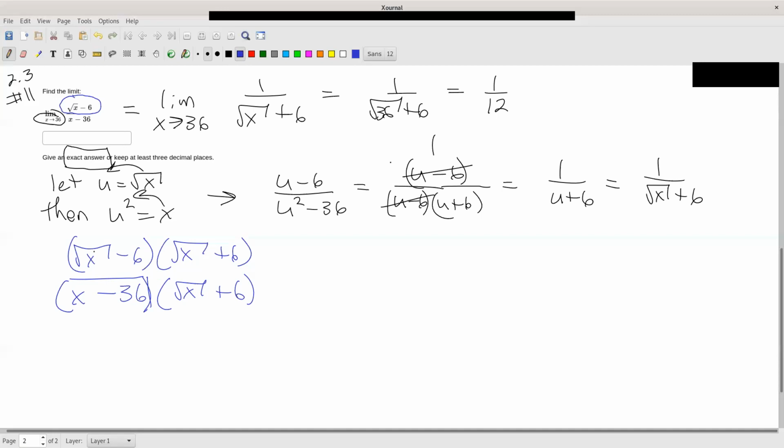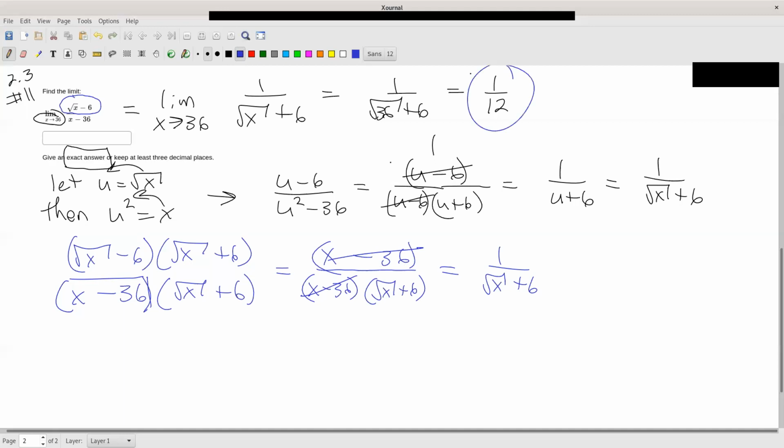And here I have this sum times the difference. And so the middle terms are going to cancel in the numerator. That's going to give me the square root of x times the square root of x, which is x, minus 6 times 6, which is 36. And on the bottom, notice I have a factor of x minus 36. And I also have a factor of the square root of x plus 6. And this factor in the top cancels with that factor in the bottom, leaving me just 1 over the square root of x plus 6. So there's two different algebraic techniques that work here, substitution or a conjugate. And both lead me to this limit of 1/12.